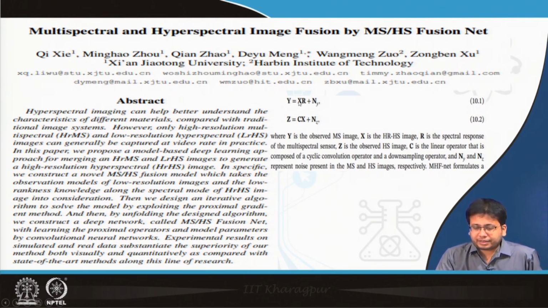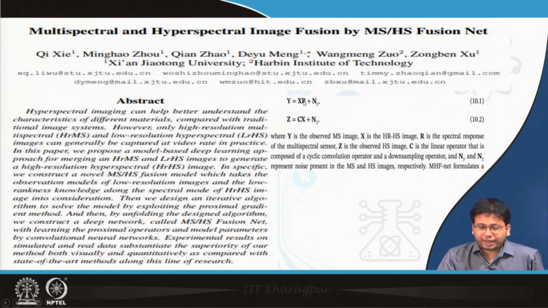So, the basic thing is, let us say the basic image model is as follows. Let us say Y is the multispectral image and Z is the hyperspectral image. Y and Z both of them are observed, and let us say that X is the target image which we are interested in, the high resolution hyperspectral image. Let us just assume that X is the fundamental thing, high resolution hyperspectral, and both the observed ones, Y and Z, are obtained by some sort of a projection operation on this original image X.